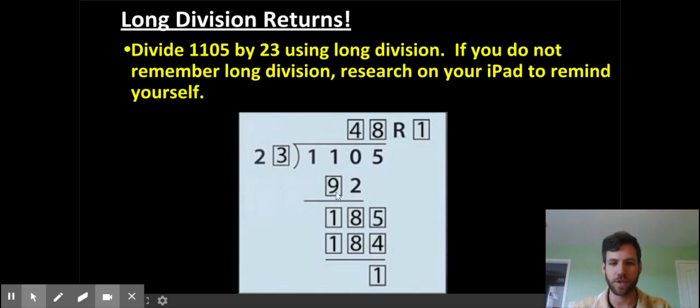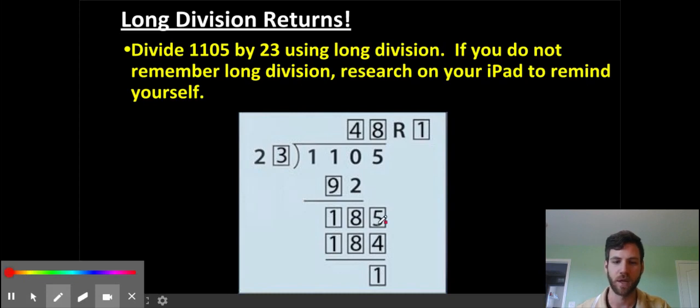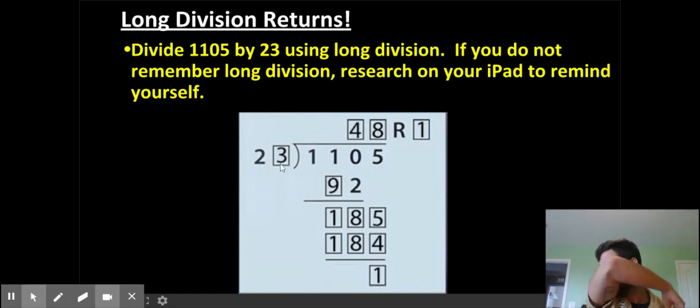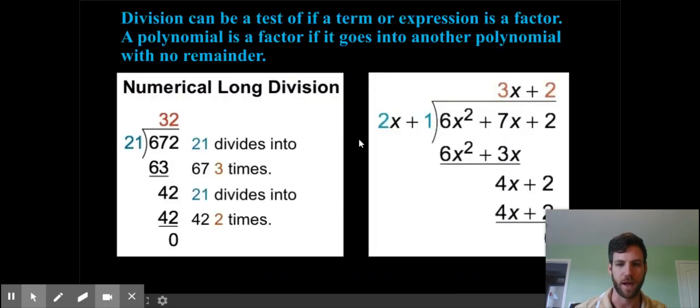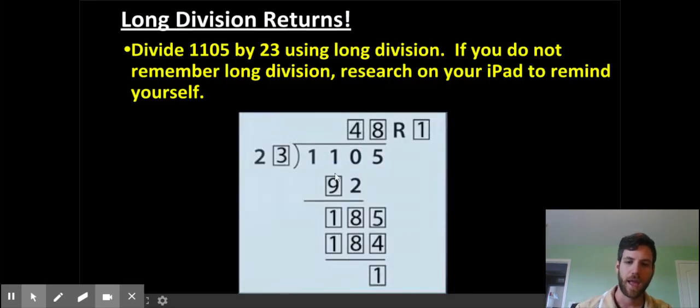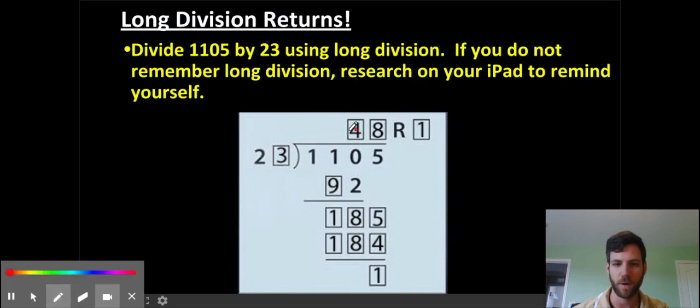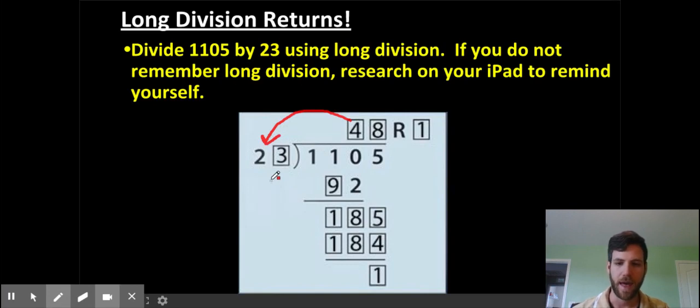We are doing 1105 divided by 23. The first step of that process will be to see, can 23 go into 11? Well, that's not true. It can't go into 11. We need to go one more number out. So 23 into 110, that can go in 4 times. And we then do 4 times 23, and that is equal to 92.